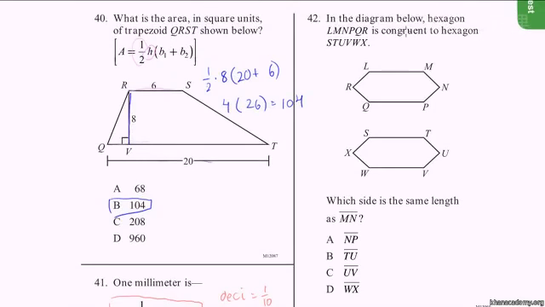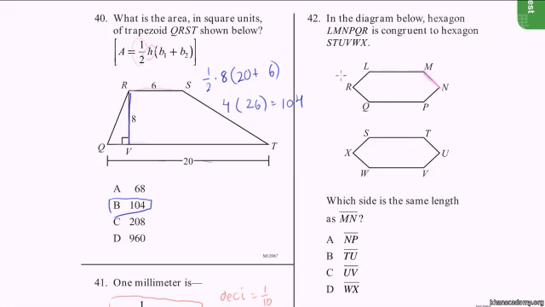In the diagram below, hexagon LMNPQR is congruent to hexagon STUVWX. And congruent just means all the sides are equal and all the measures of their angles are also equal. So they ask which side is the same length as MN? So this is MN right there, and we want to know what side is the same length as that.